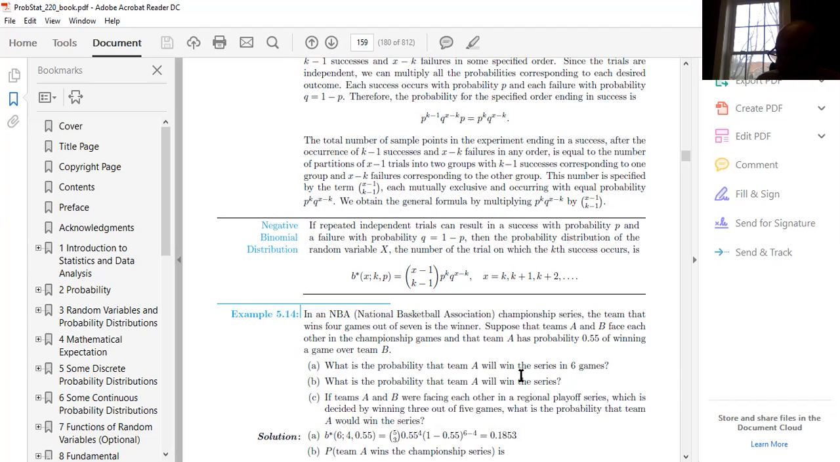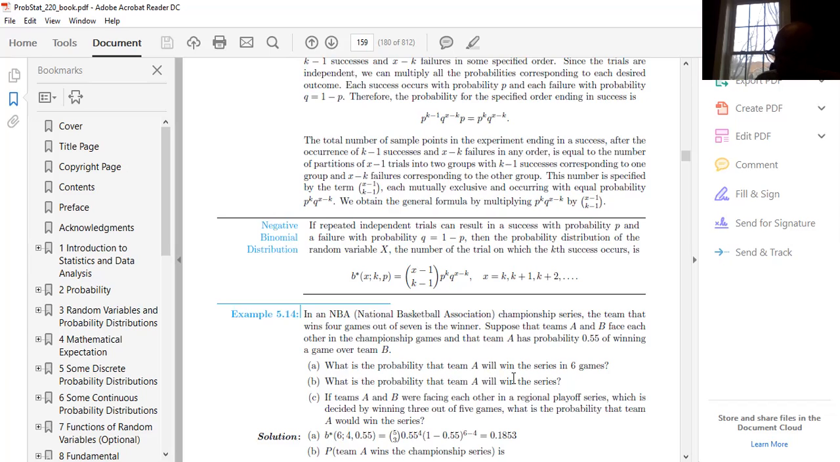Team A is losing 1 out of 5, or it could be possible that out of 6 games, team A wins 4 games, or out of 7 games, team A wins 4 games. Because there are no restrictions, we can go for this one like this.